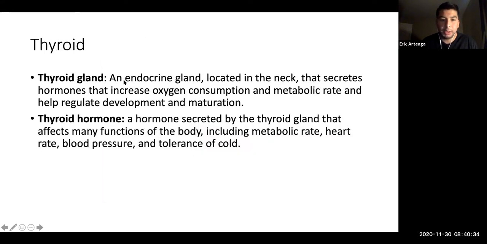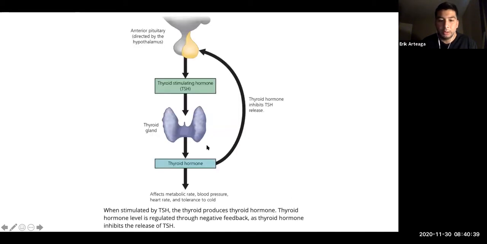We talked about the thyroid and hyper- and hypothyroidism. It's a negative feedback loop. Thyroid stimulating hormone increases the thyroid hormone. This affects metabolic rate, blood pressure, heart rate, and tolerance to cold. Thyroid hormone inhibits thyroid stimulating hormone, so they need to be in balance in order to produce normal thyroid functioning.